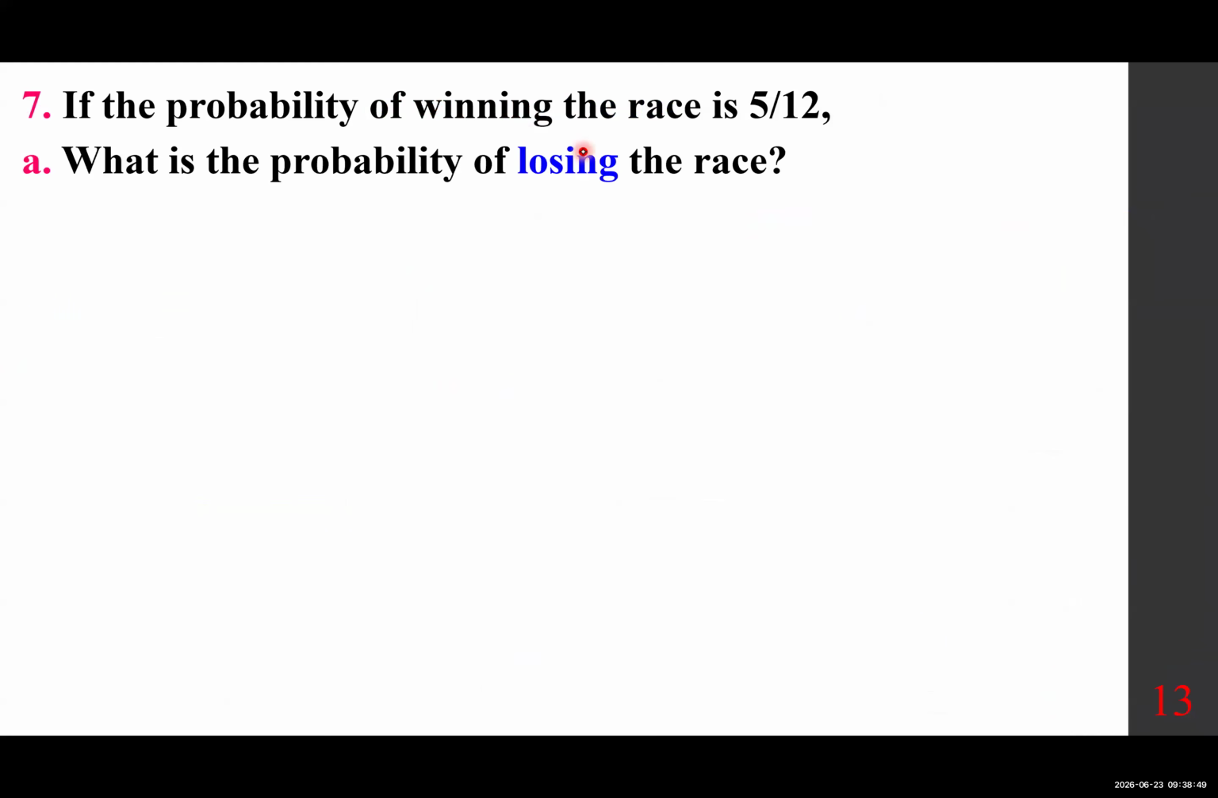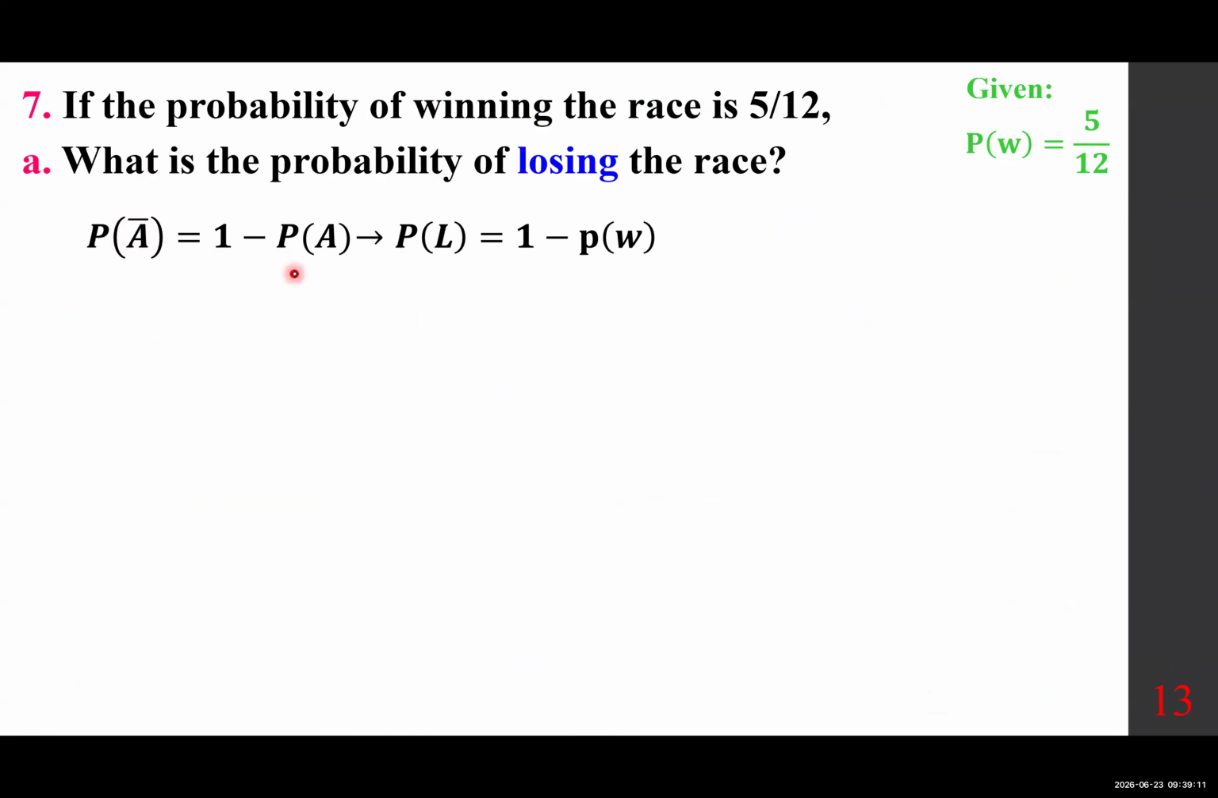If the probability of winning a race is 5 over 12, what is the probability of losing it? Given probability of W, representing winning, is 5 over 12, then the complementary event probability of A, sometimes called A bar or A complement, is 1 minus P of A. So the probability of losing, L, is 1 minus the probability of winning, which makes it 7 out of 12.